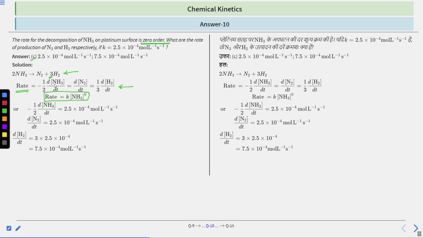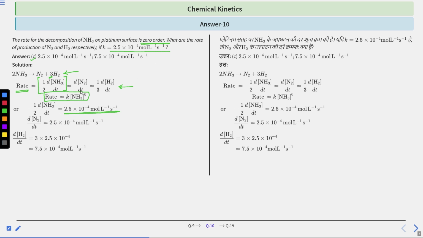That means we can say that rate is also equal to this one. So we can write that minus half d of NH3 divided by dt is equal to K, because rate is also equal to K, rate is also equal to this. So we can equate both of these. K is given as 2.5 times 10 to the power minus 4 mole per liter per second.